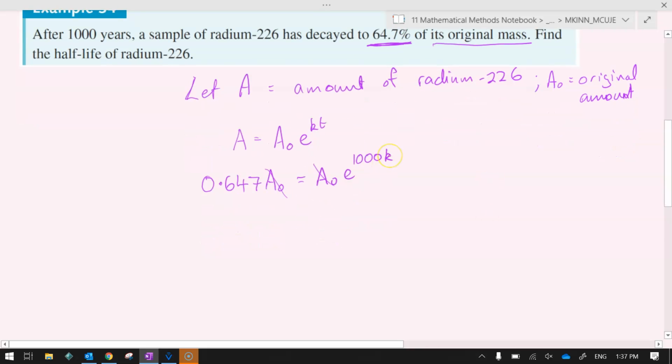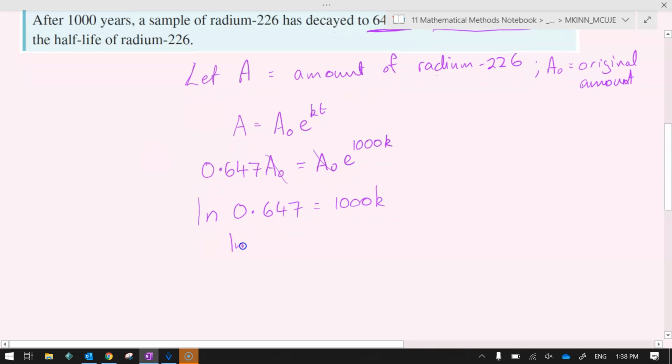I'm going to reverse my log definition, aren't I? Logarithm and index form. This is a number equals a to the x, so I rearrange it and, in this case, the base was e, so I'm going to write natural log. If you wanted to write log base e, that would be okay as well. But I'm going to go with natural log of 0.647 is equal to 1,000k. Divide by 1,000 and I've got my k.